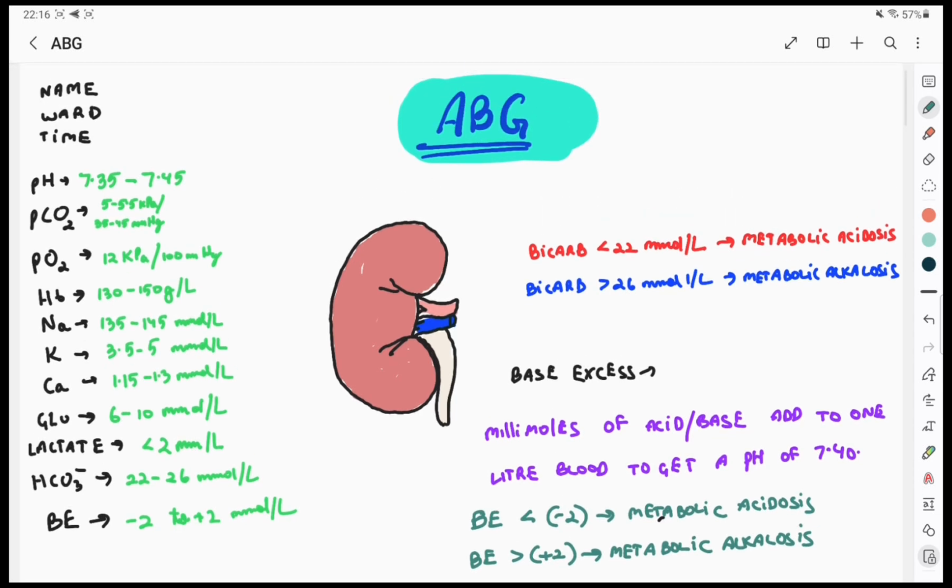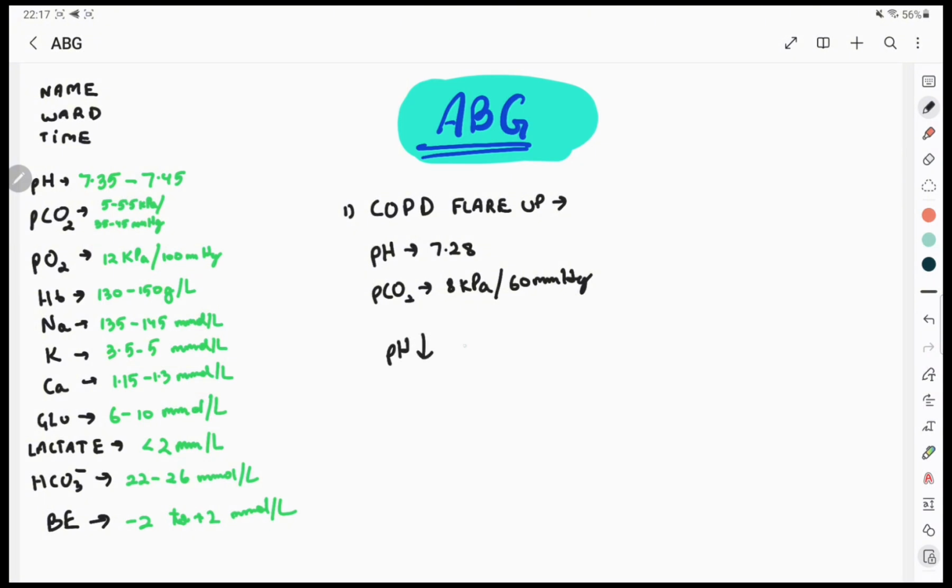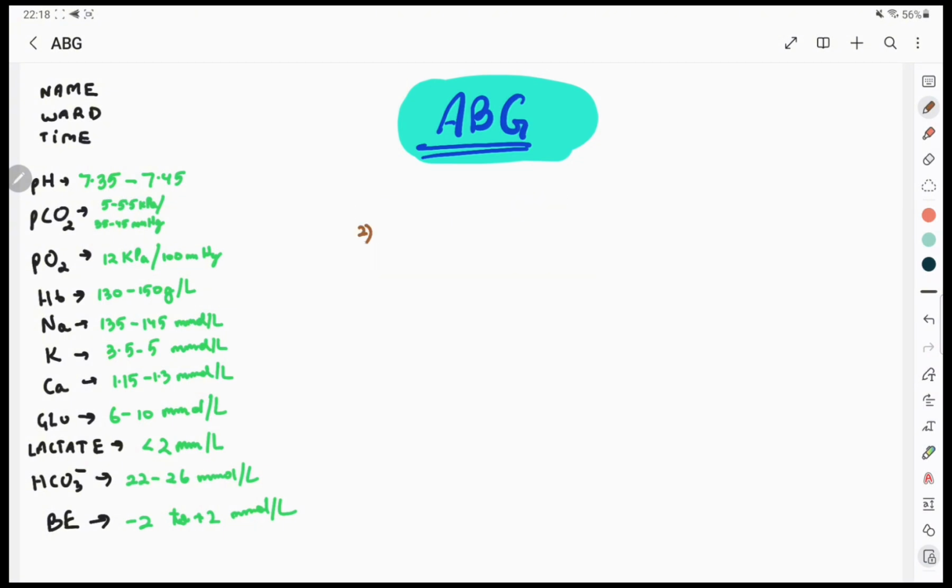Let's put all of this into practice with 4 classic clinical scenarios you will see on the wards. First up, a patient with severe COPD flare-up who is getting tired and hyperventilating. Their ABG shows a pH of 7.28 and a PCO2 of 8.0 kilopascals or 60 millimeters of mercury. Notice how the pH and PCO2 are moving in the opposite directions. That tells you it's a respiratory issue. Because the lungs can't blow off carbon dioxide, the CO2 builds up in the blood and turns into carbonic acid. This is a classic primary respiratory acidosis.